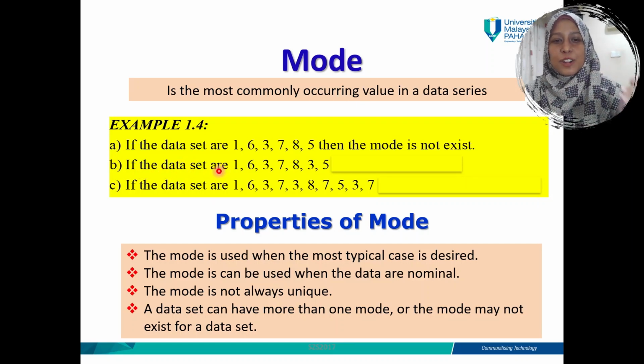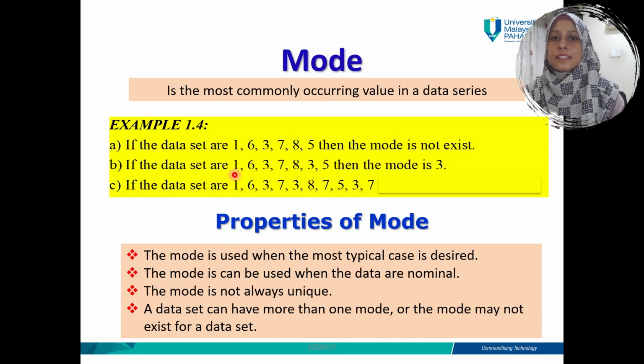If the data set is 1 6 3 7 8 3 5, look at it. Is there any data value that occurred more than once? There is, which is number 3. Number 3 occurred twice, while the other data values occurred only once. So number 3 has the highest frequency of appearance in this data set. So in this case, this data set has 3 as the mode value.